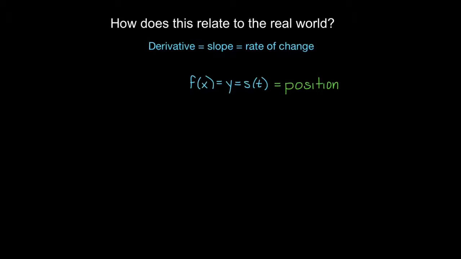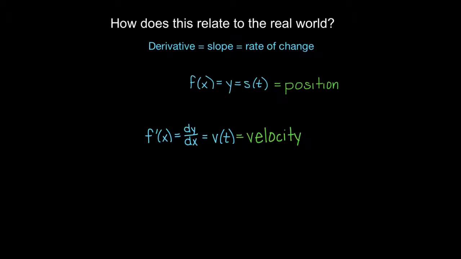So how does this relate to the real world? Remember that derivative means slope or rate of change. So in the real world, we have our original function f of x or y, but in application problems this is called s of t, meaning position. So the y value gives us a position.